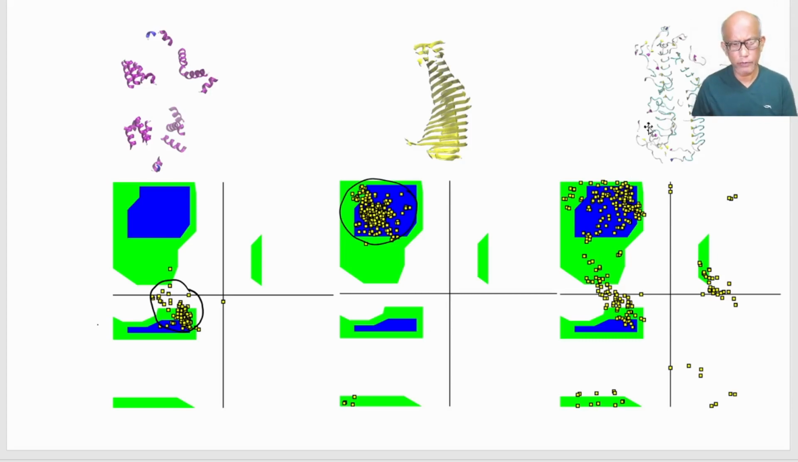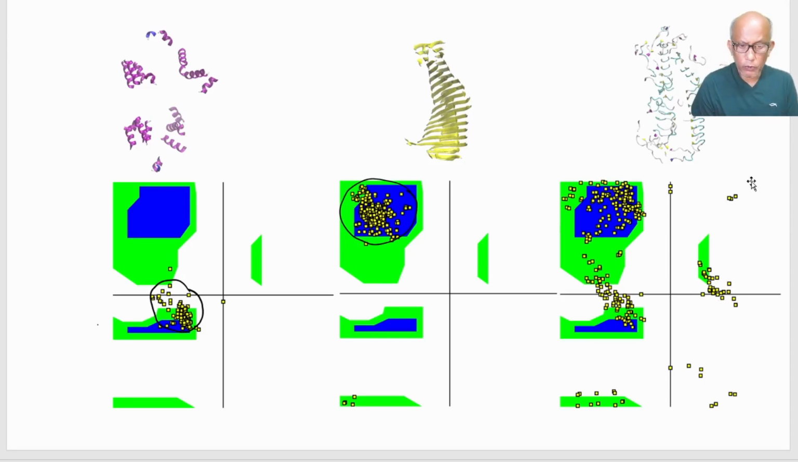While the helices and strands have specific regions allotted to them, the coil and the turns can come anywhere. So I find some in the helical region, some in the extended strand region, some in the left-handed regions, and some, which are probably glycine residues, clearly outside.